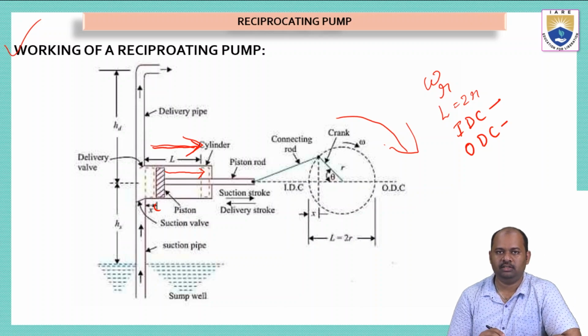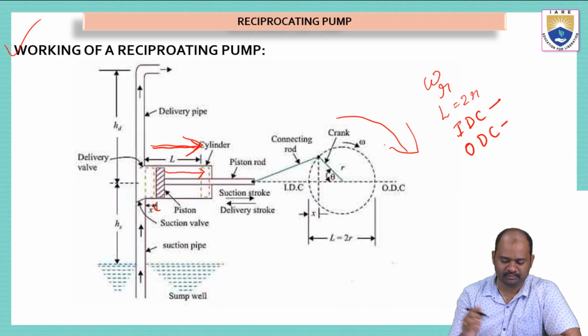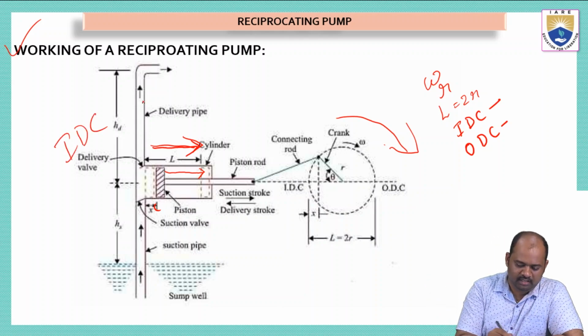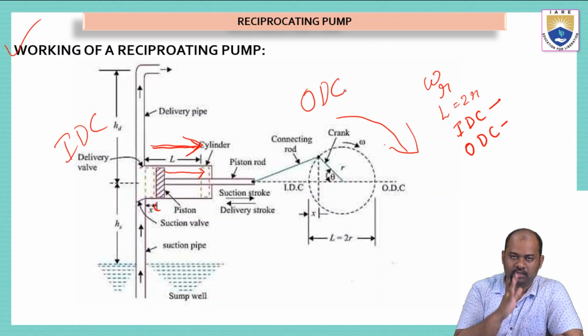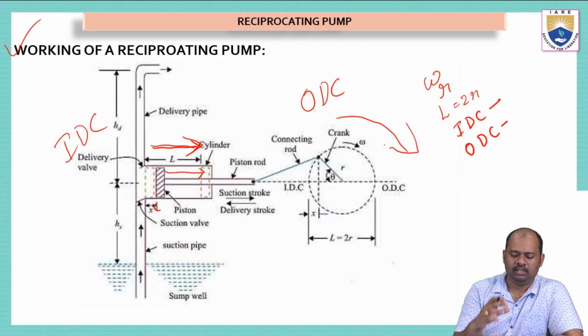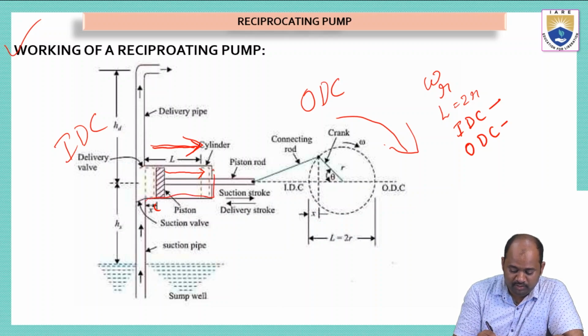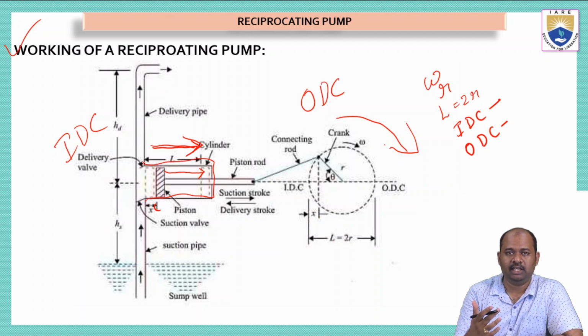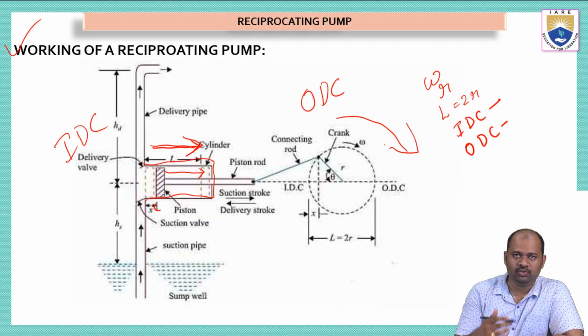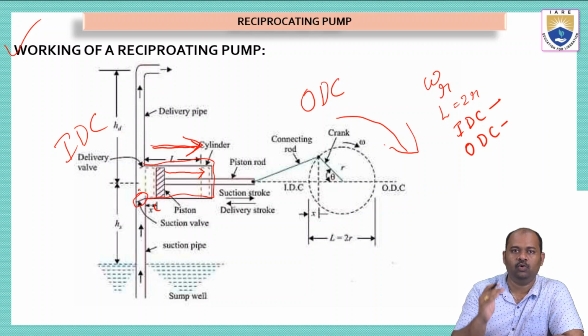Now what happens is, initially the cylinder is empty. When the piston is moving from left, that is inner dead center (IDC), to the outer dead center (ODC), a suction is created inside the cylinder. So this is the cylinder which we are talking about. A suction is created in this cylinder, and due to this suction, the suction valve will open.